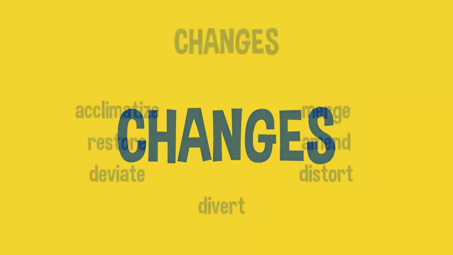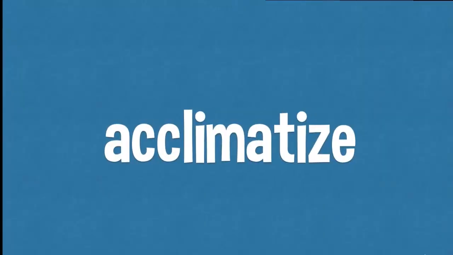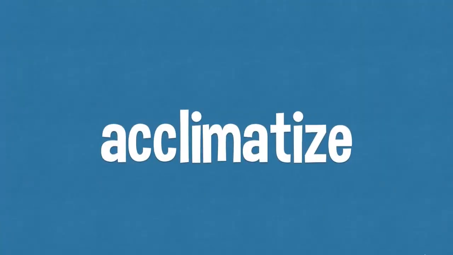In this lecture, we're going to look at some vocabulary for describing changes. And here are the 7 words: acclimatise, merge, restore, amend, deviate, distort, divert. And your first word is acclimatise. Acclimatise. So we use the word acclimatise for when you get used to a new situation.